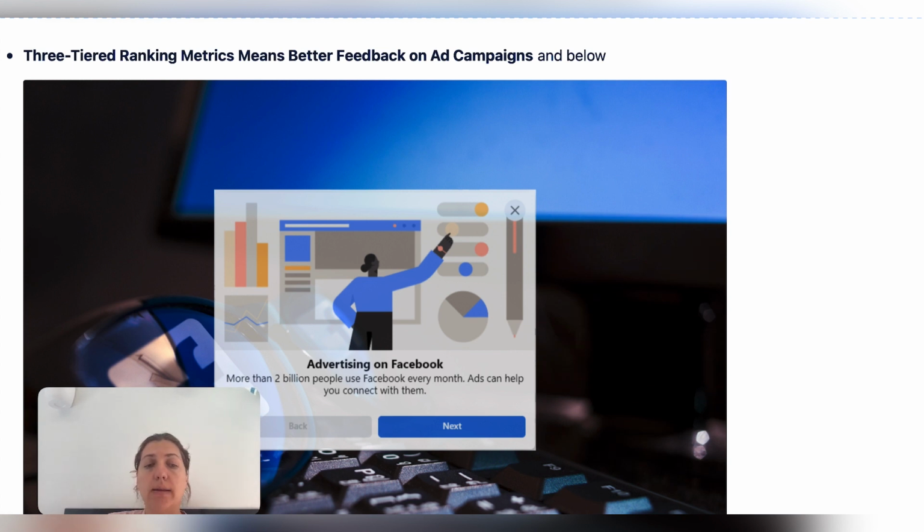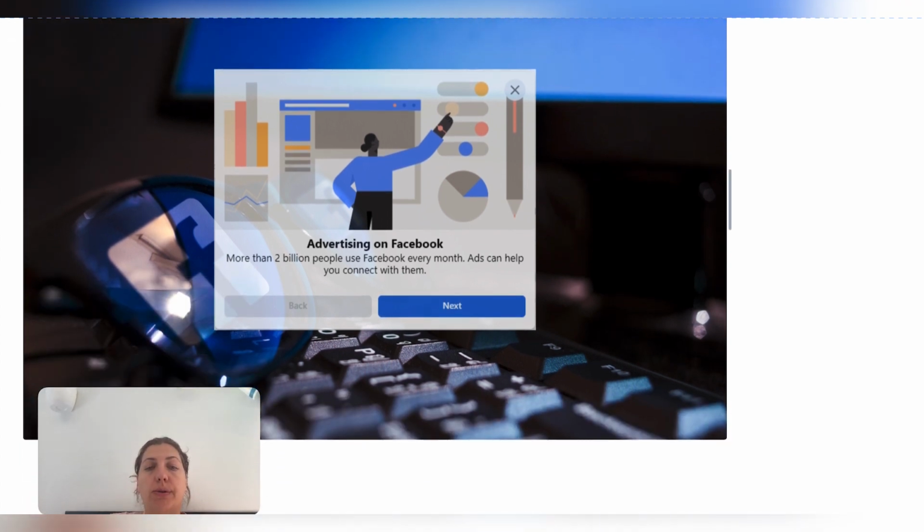Make sure your ad is enticing and invites an interaction. So make sure your CTA is clear and it is exciting. Now let's talk about conversion ranking tips.